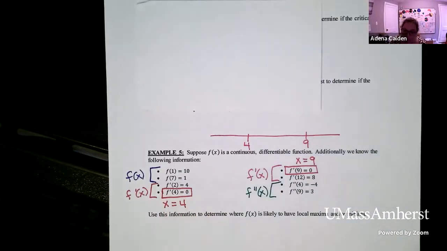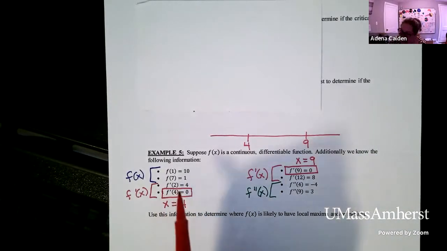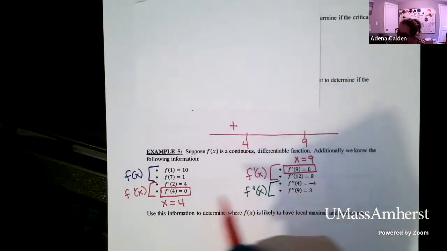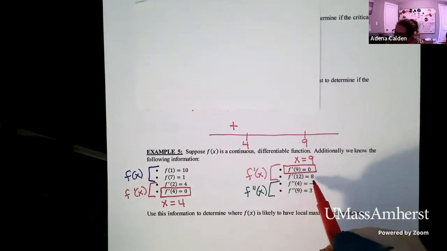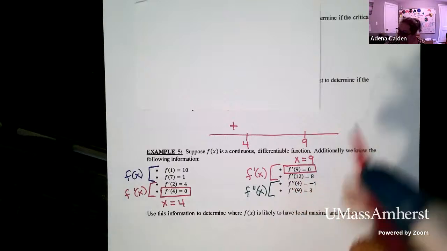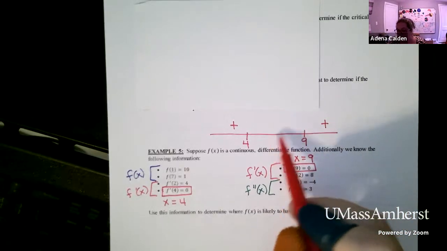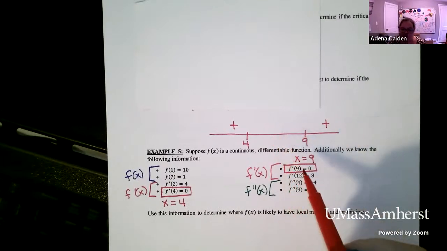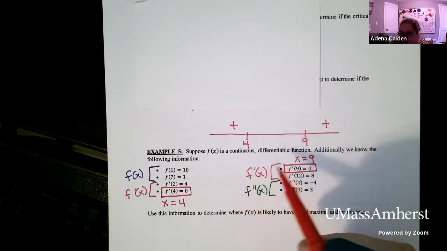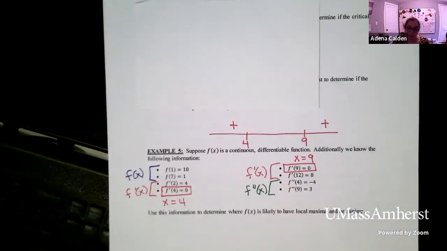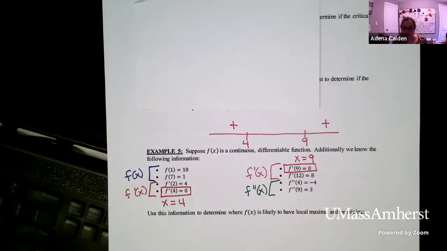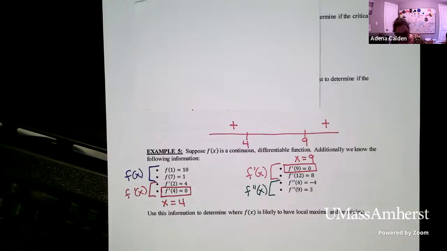We know that to the left of 4, we could use 2, that's positive. We also know that f of 12 is 8, so it's also positive to the right of 9. Unfortunately, we don't have any information about what's happening between 4 and 9. So we can't actually use the first derivative test because we don't know if it's positive or negative, and that makes a difference.